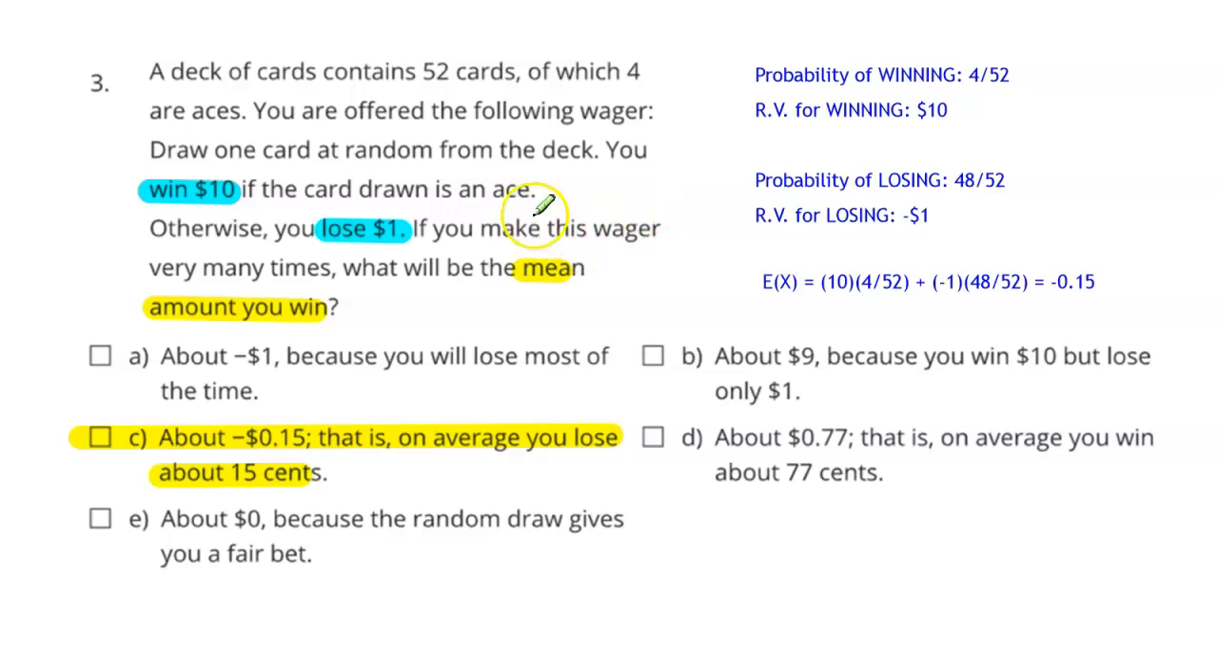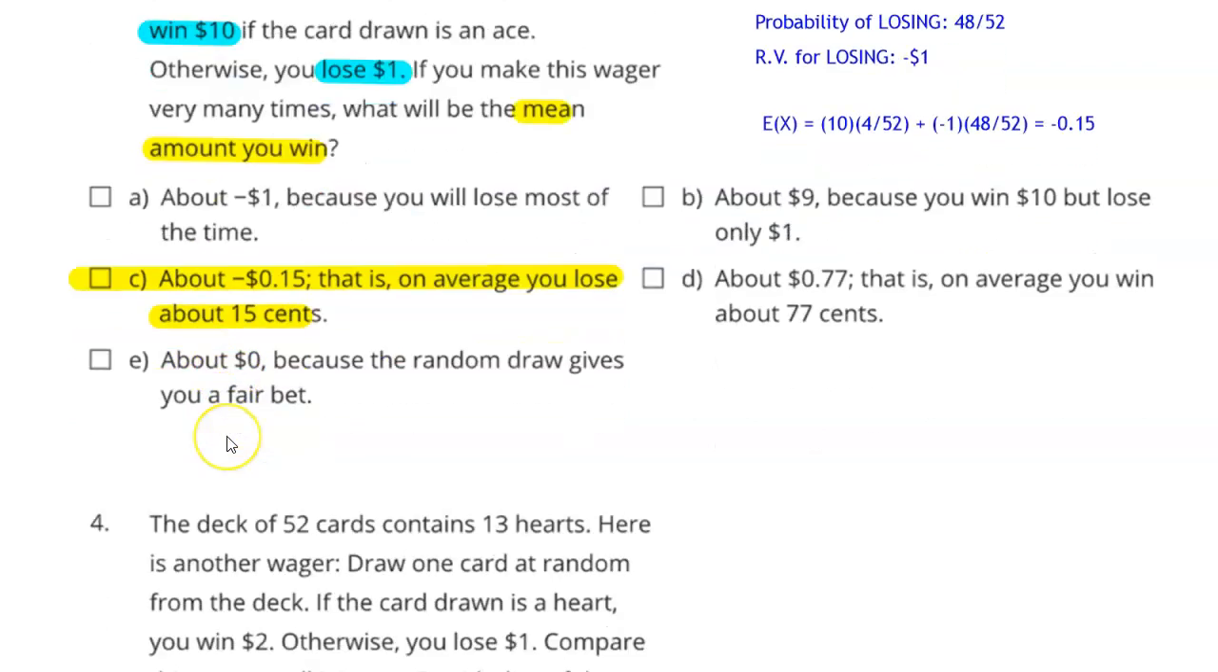So notice that it said if you make the wager very many times, that means that in order for this probability distribution to hold, that answer to hold rather, you're going to need to do it a lot of times, right? And then we were talking about the average of each individual play would be 15 cents lost.